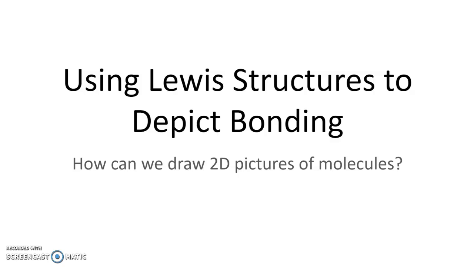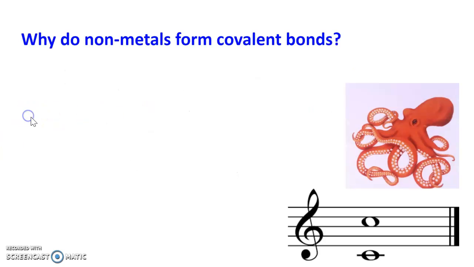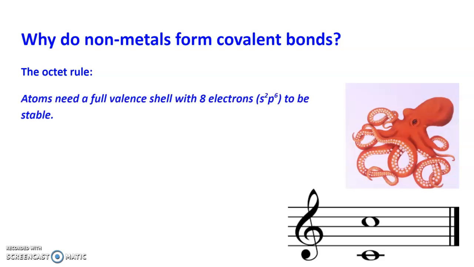How do we use Lewis structures to depict bonding? How can we draw 2-dimensional pictures of molecules in covalent bonding? So to get into this, we want to think about why nonmetals form covalent bonds in the first place. And the reason they do this is something that we call the Octet Rule, which is that atoms need a full valence shell with 8 electrons, so that would be s2p6 in the same energy level, to be stable. They want those 8 electrons. That makes them very energetically stable.